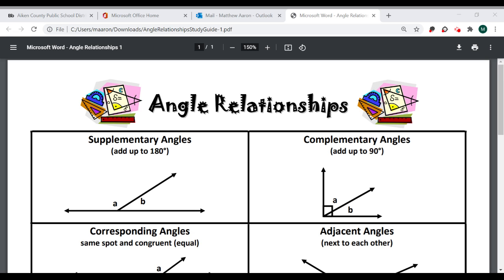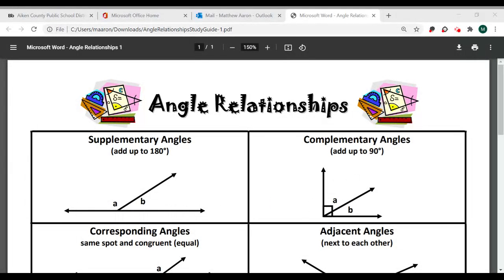So with supplementary angles, supplementary angles here are 180 degrees when you add them together. So let's say this one, A, is 120, B would have to be 60 because 120 plus 60 is 180. So whatever A is, B has to be whatever it takes to make 180.